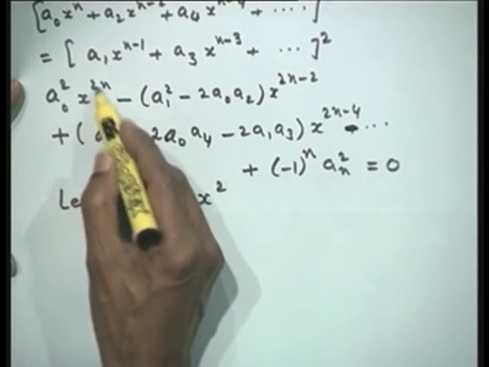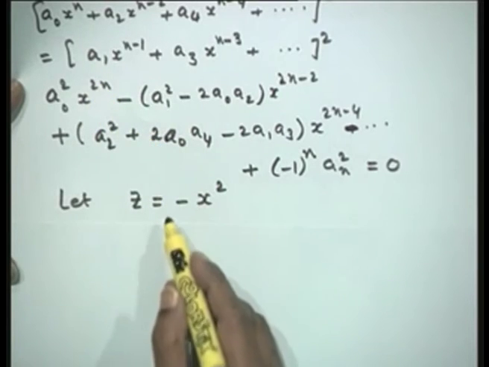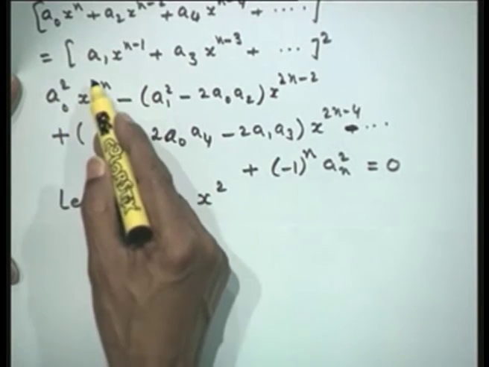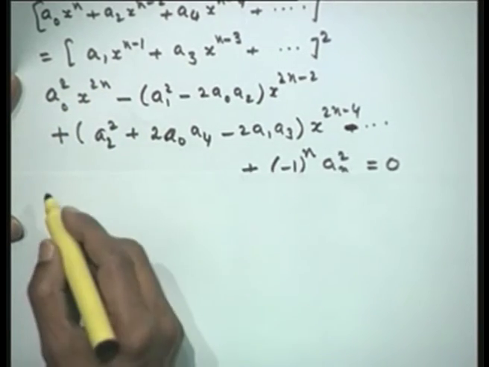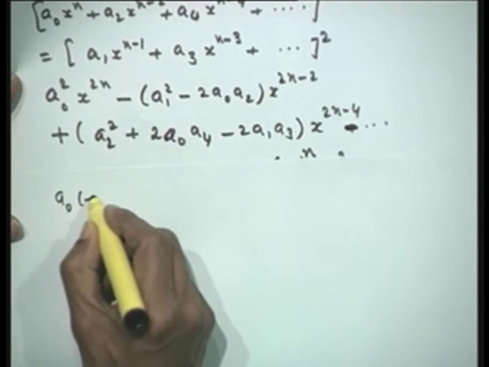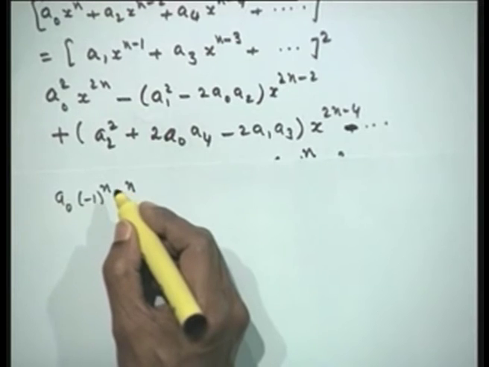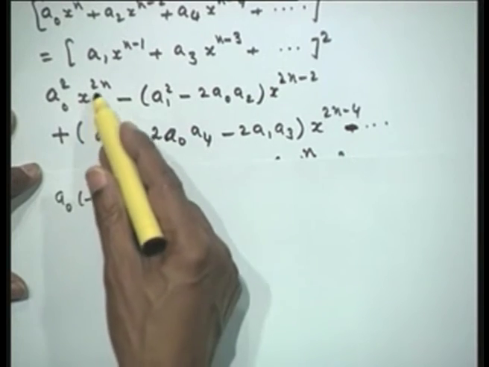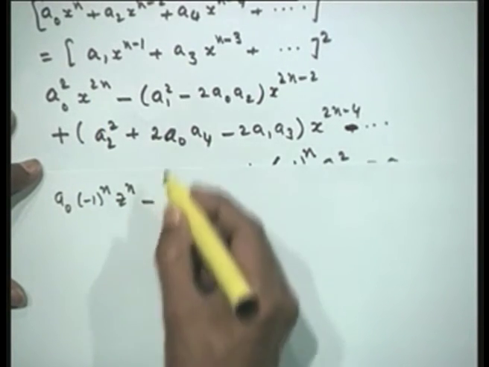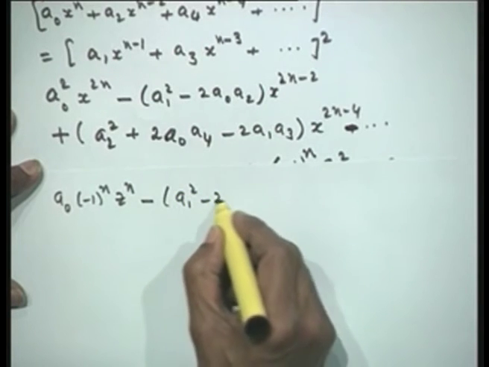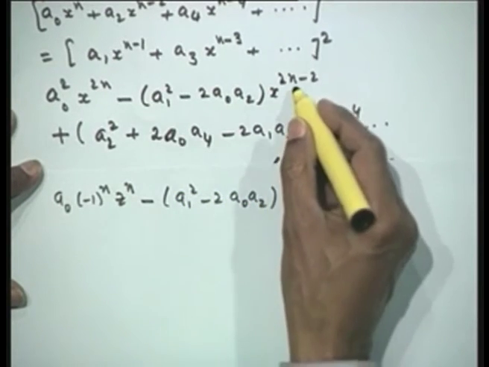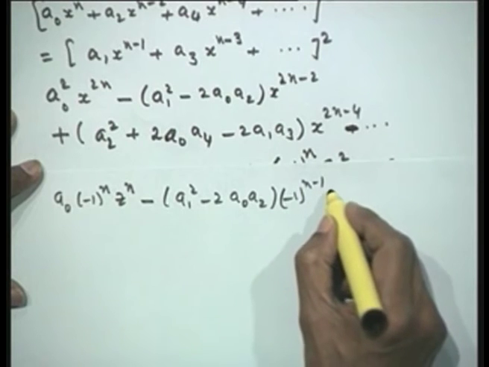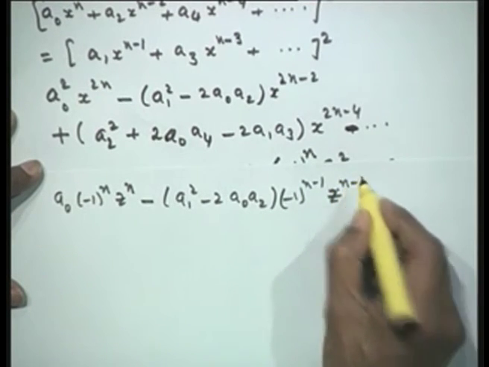So this will be x square to the power of n, and x square to the power of n means minus z to the power of n. So a naught square into minus 1 to the power of n z to the power of n is the first term. I substituted x squared is equal to minus z, therefore I will have minus 1 to the power of n coming from here. Then I will have minus a1 square plus twice a naught a2, this will be x squared to the power of n minus 1. So I will have minus 1 to the power of n minus 1 z to the power of n minus 1.